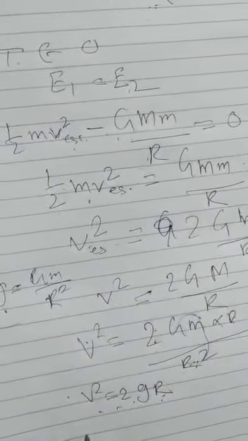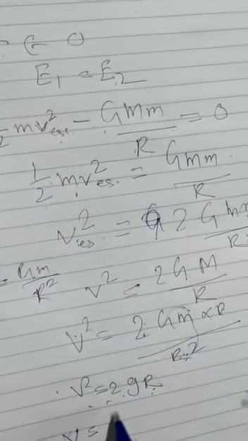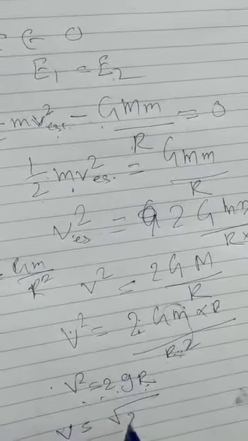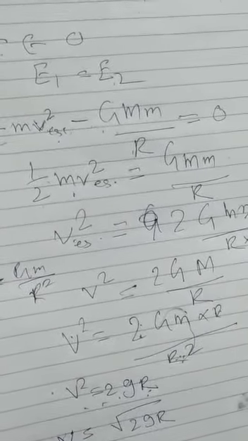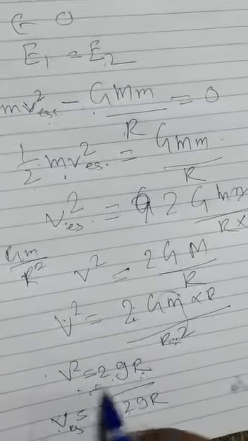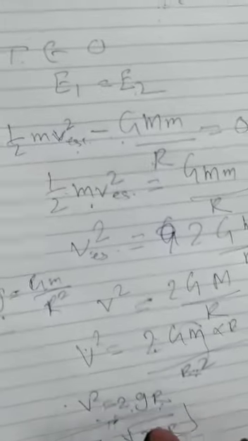It's okay. Therefore v equals, taking the square root, v equals under root 2gr. V means velocity, the escape velocity, equals under root 2gr. It is the mathematical expression of escape velocity. It's clear?